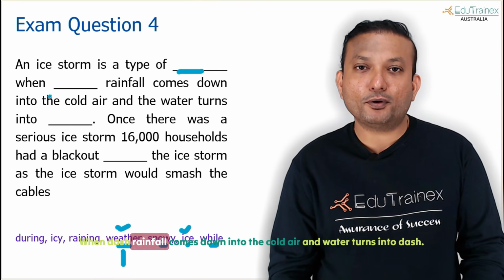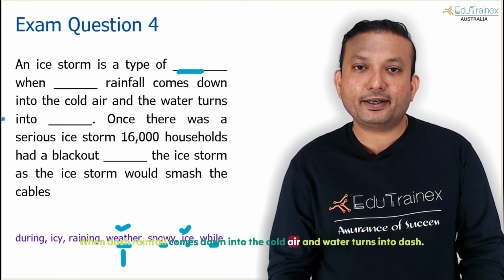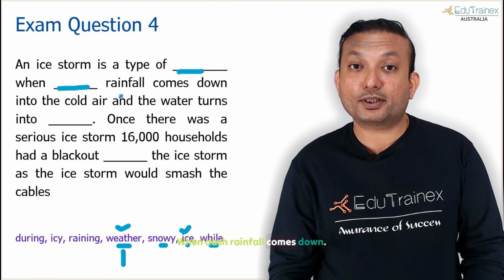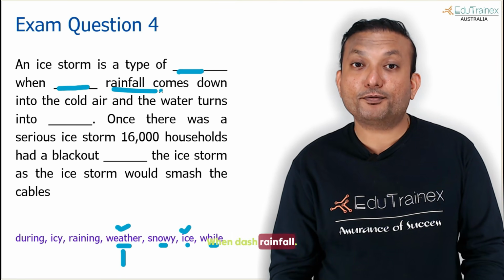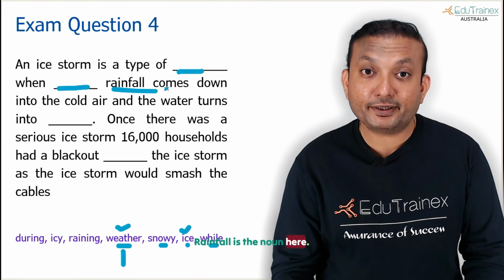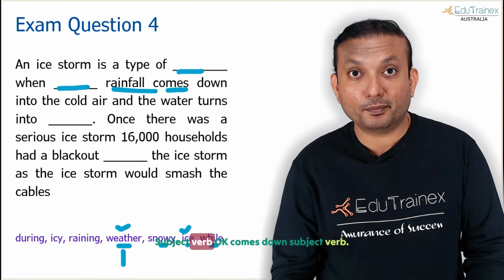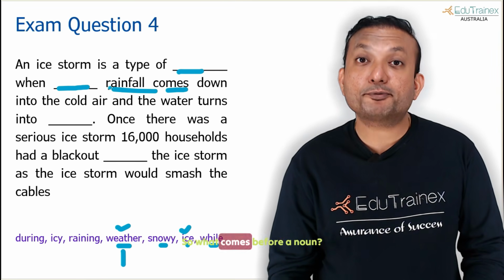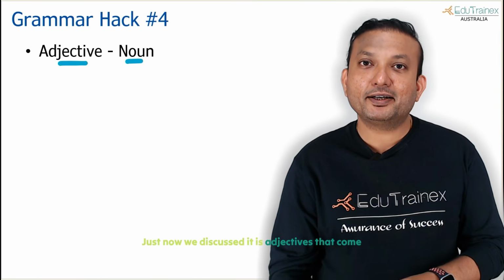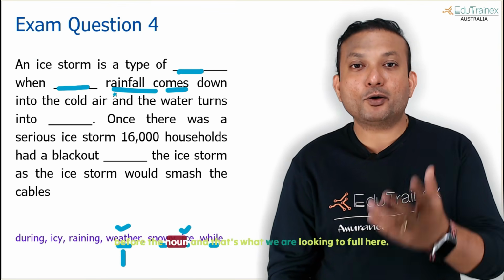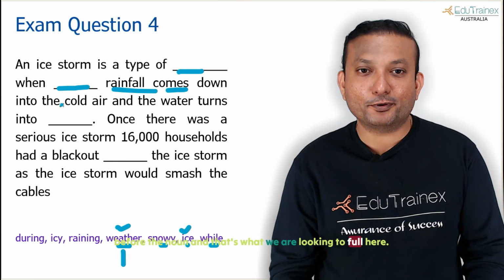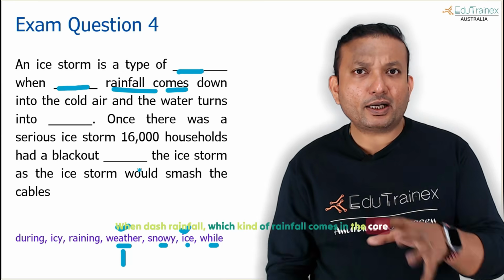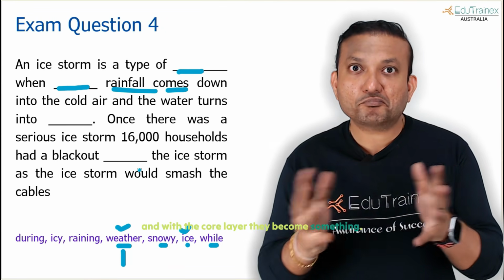When dash rainfall comes down into the cold air and water turns into dash. When dash rainfall comes down. When dash rainfall. Rainfall is the noun here. Subject, verb. Okay, comes down. So what comes before a noun? Just now we discussed it is adjectives that come before the noun, and that's what we are looking for here. When dash rainfall, which kind of rainfall comes in the cold air, and with the cold layer they become something.